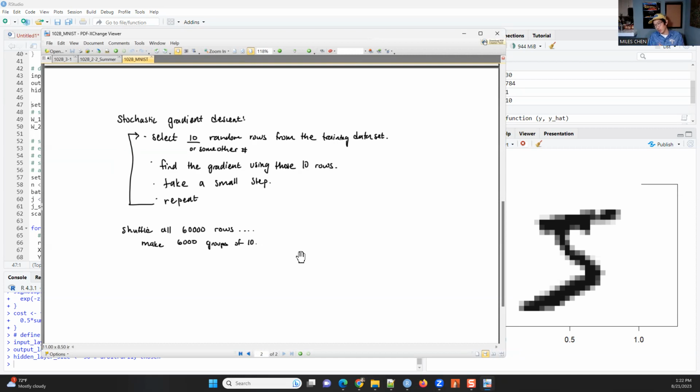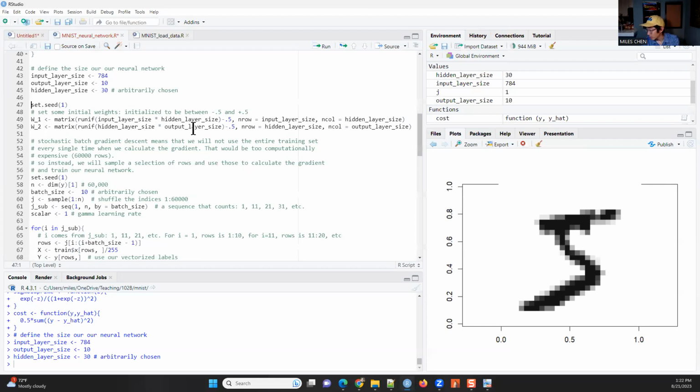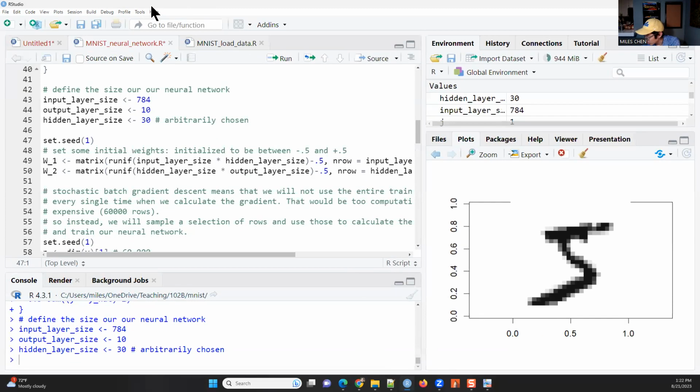So we're going to split this up and make it easier and just do 10 rows. We're going to take the 60,000 image data set and split it into 6,000 batches of 10. We're going to shuffle them up, do 6,000 batches of 10, and do gradient descent that way. Okay, let me zoom in a little bit here.